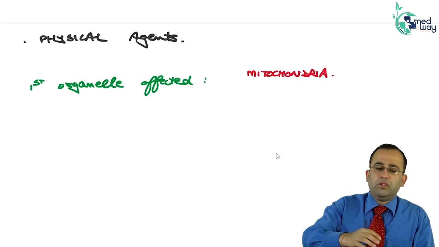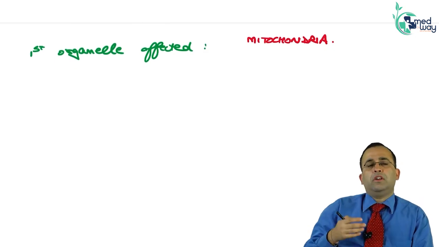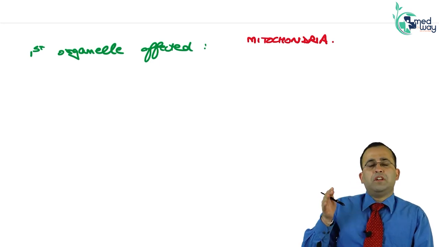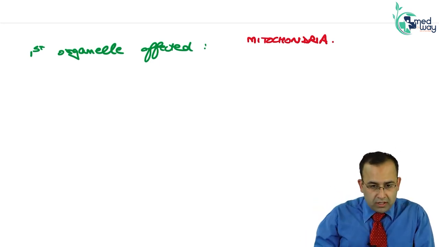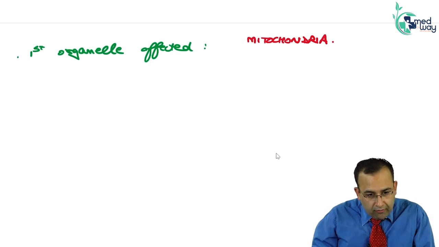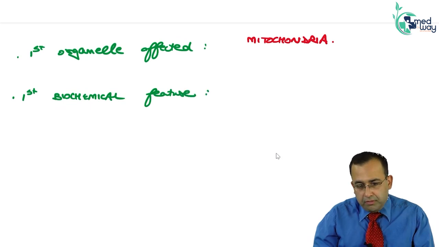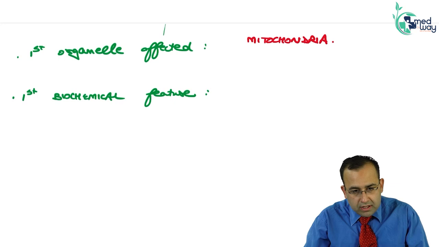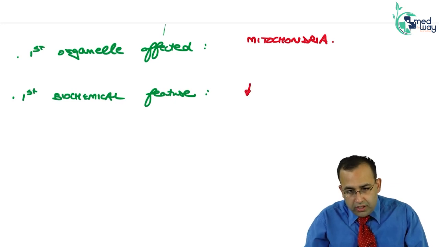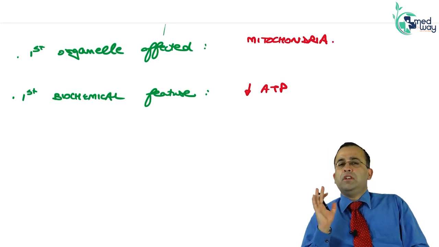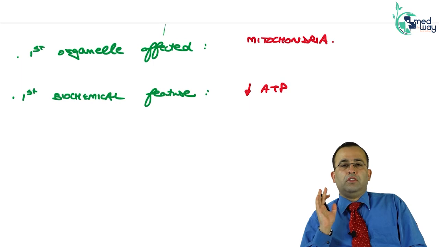What is the role of mitochondria in the body? Mitochondria is the powerhouse of the cell, that is, it is associated with generation of ATP. So I can safely say कि the first biochemical feature associated with cell injury is reduced ATP. ATP starts reducing within seconds.